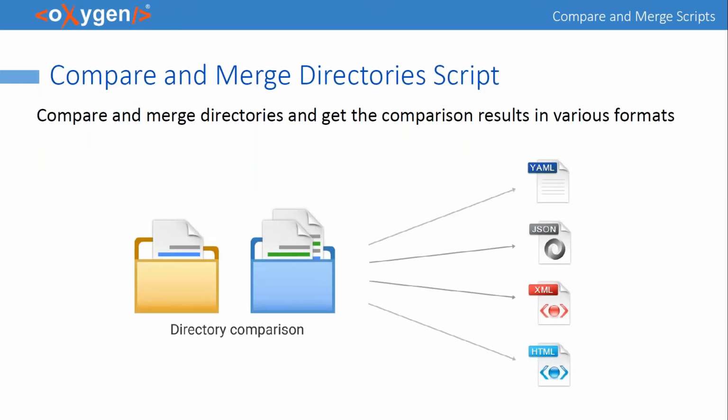Now let's see the compare directories merge. So we've seen that you can compare and merge files, but it's also useful, when you have big projects, to compare different versions of the project. And for this, you can use this compare script. It allows you to generate reports in YAML, JSON and XML format, similarly to the compare file script, and also a visual format in HTML.